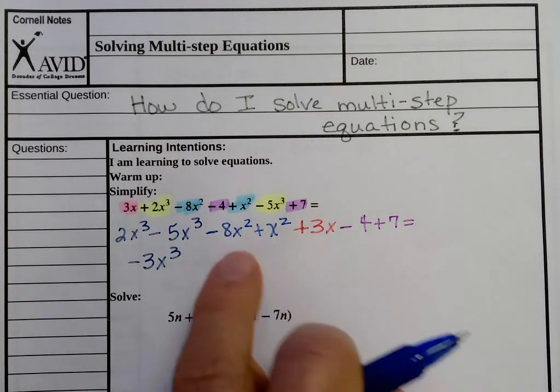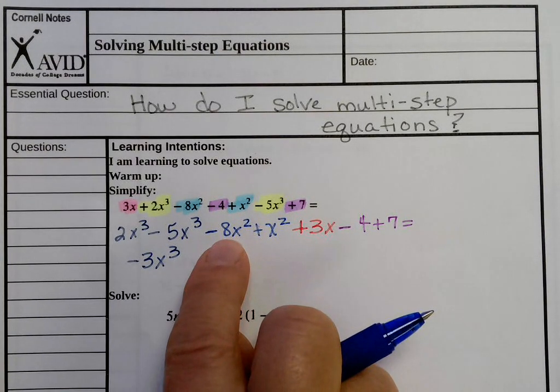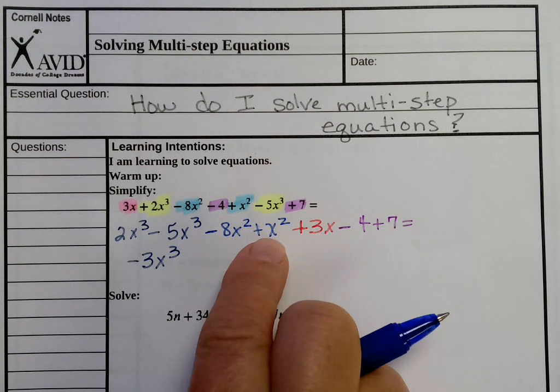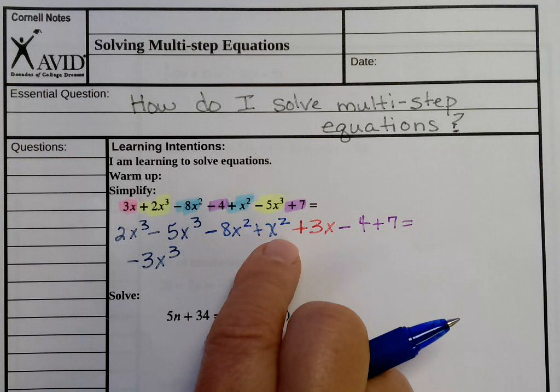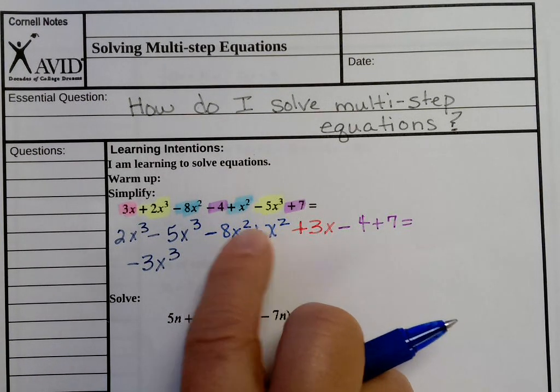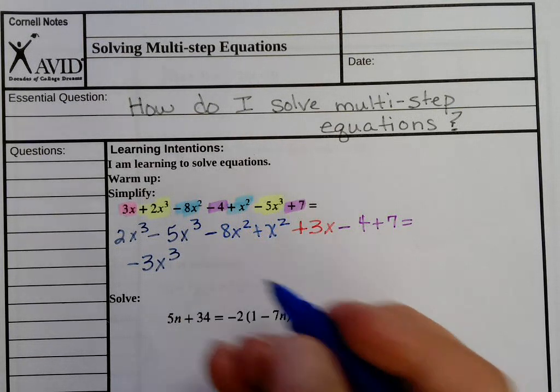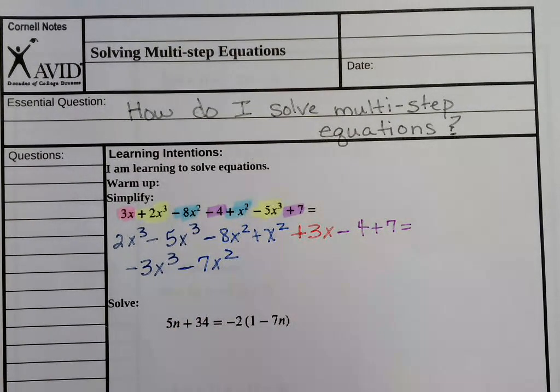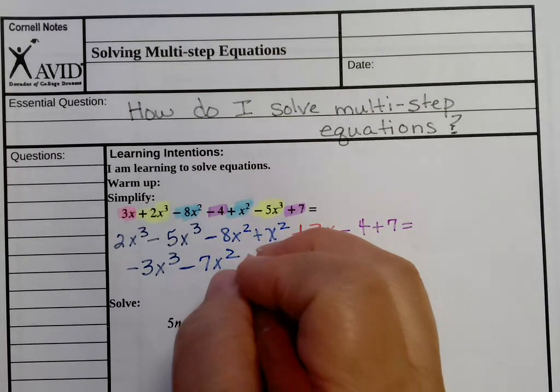For the next one, I've got negative 8 plus, if it's not there, it's understood to be 1. Negative 8 plus 1, find their difference. 8 minus 1 is 7. Keep the symbol with the larger number, minus 7x squared. The 3x comes straight down.